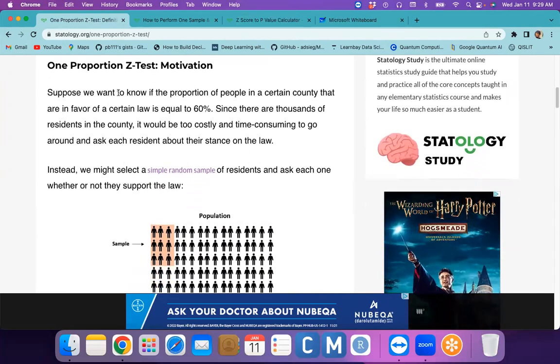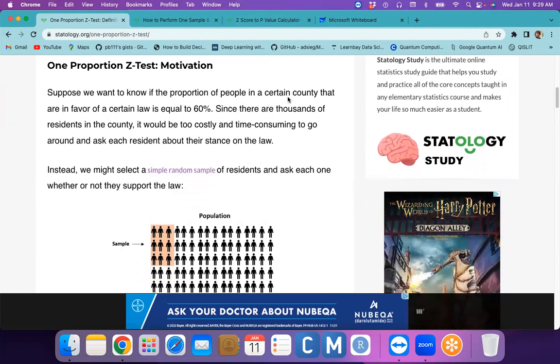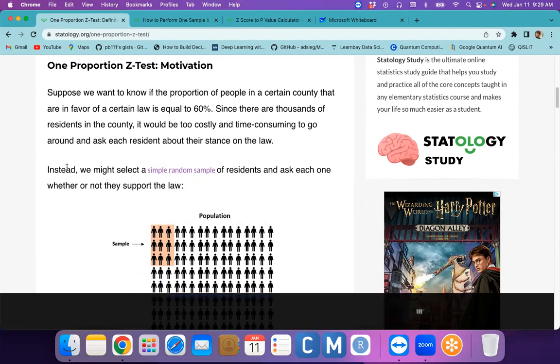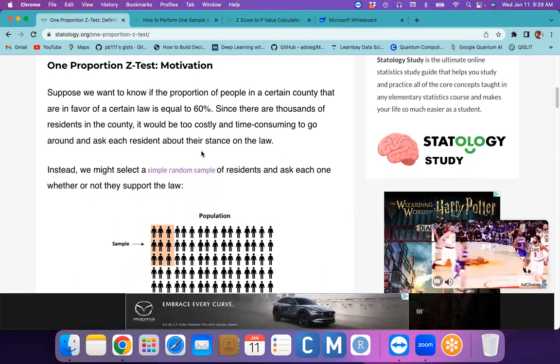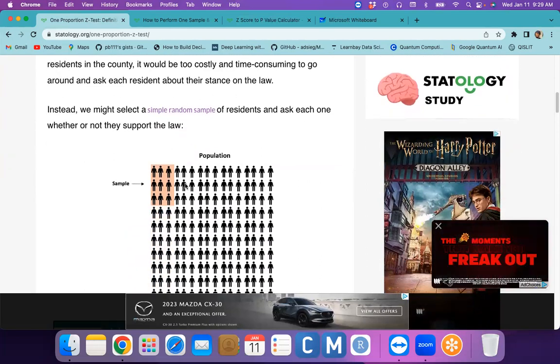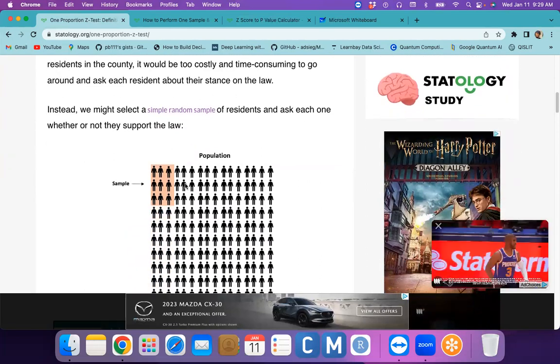See, suppose we want to know whether the proportion of people in a certain country who favor a certain law is 60%. Since there are thousands of residents in the country, it would be too costly and time consuming to go around and ask each and every resident about their stance on that particular law. So what we can do is introduce one particular new thing.